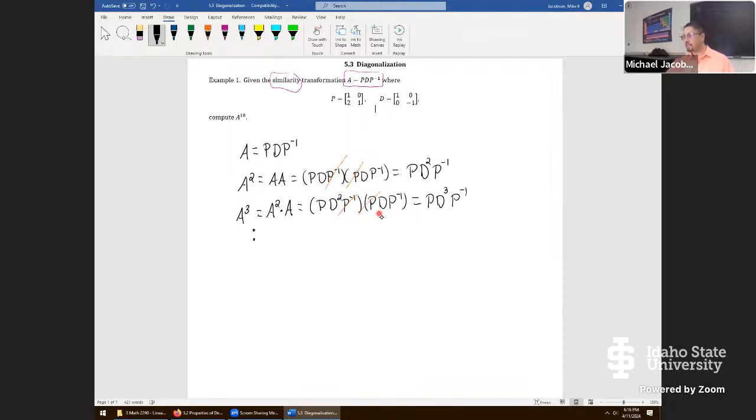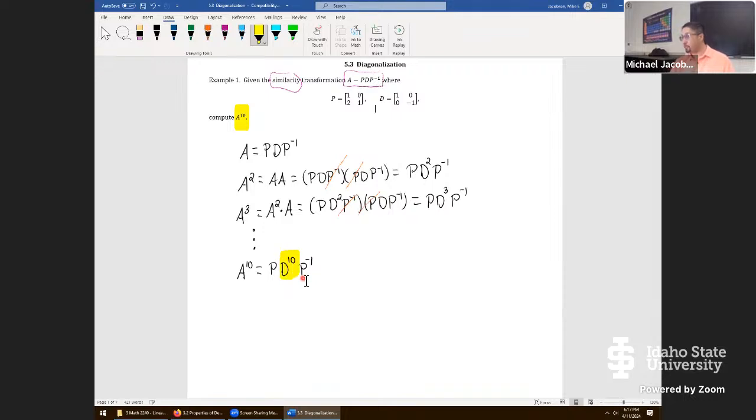And at this stage, I think we're all probably convinced that A to the power of 10 should be equal to P times D to the power of 10 times P inverse. That look right to folks for that conclusion there? Awesome. So now what it boils down to is, if you want to calculate A to the power of 10, we're going to need to potentially put in P, multiply against D to the power of 10, invert P and multiply against P inverse.